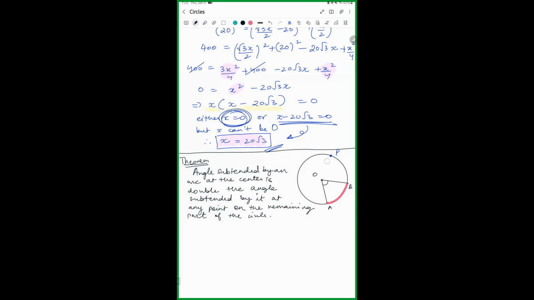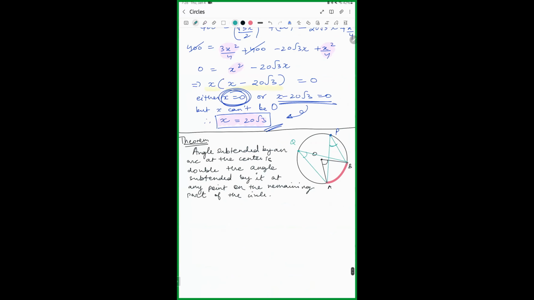What does it mean remaining part of the circle? Meaning any point apart from this pink portion. Okay, any point apart from the arc. Okay. So if you want to see this angle APB. Okay, so what it means is that angle AOB is twice of angle APB. Or this point P could be anywhere, it could be here also. Or let's call it a point Q. Then this angle that it subtends at Q is going to be half of the angle at this center, which is O. Okay, so angle subtended by an arc at the center is double the angle subtended by it at any point on the remaining part of the circle.